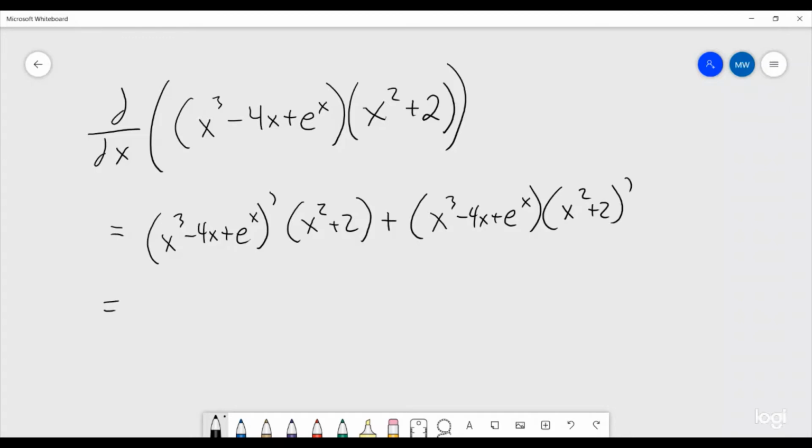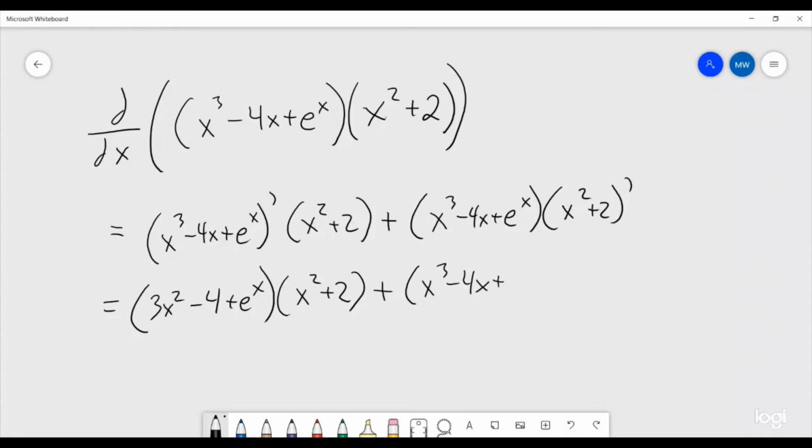Well, the derivative of the first one, that's going to be 3x squared minus 4 plus e to the x. That stays the same. This one also will stay the same. And then this one becomes a 2x. And so that's going to be the derivative of that function.